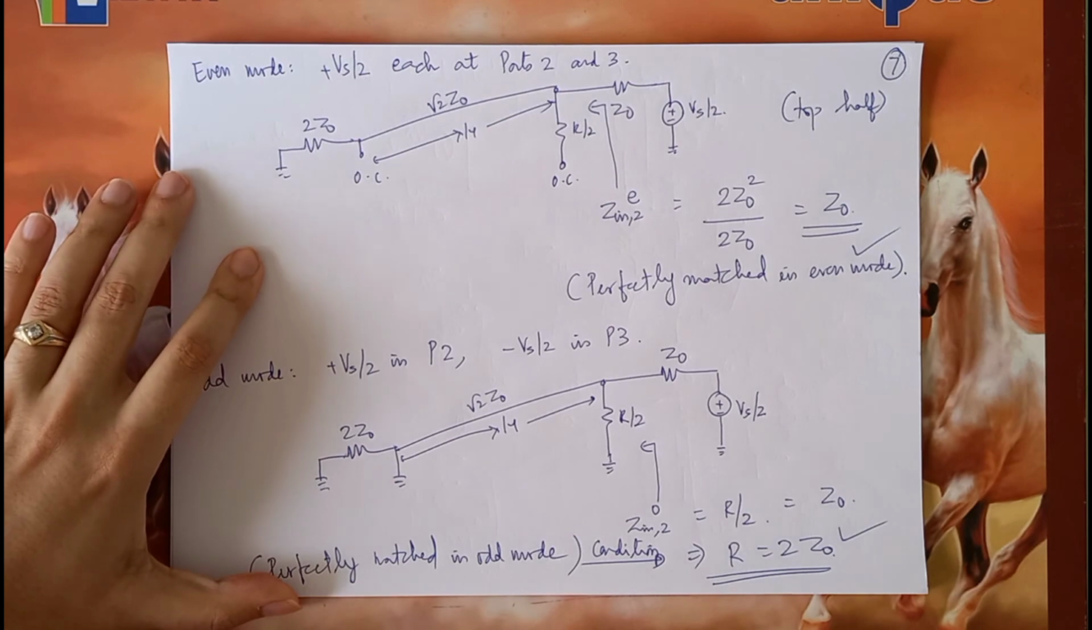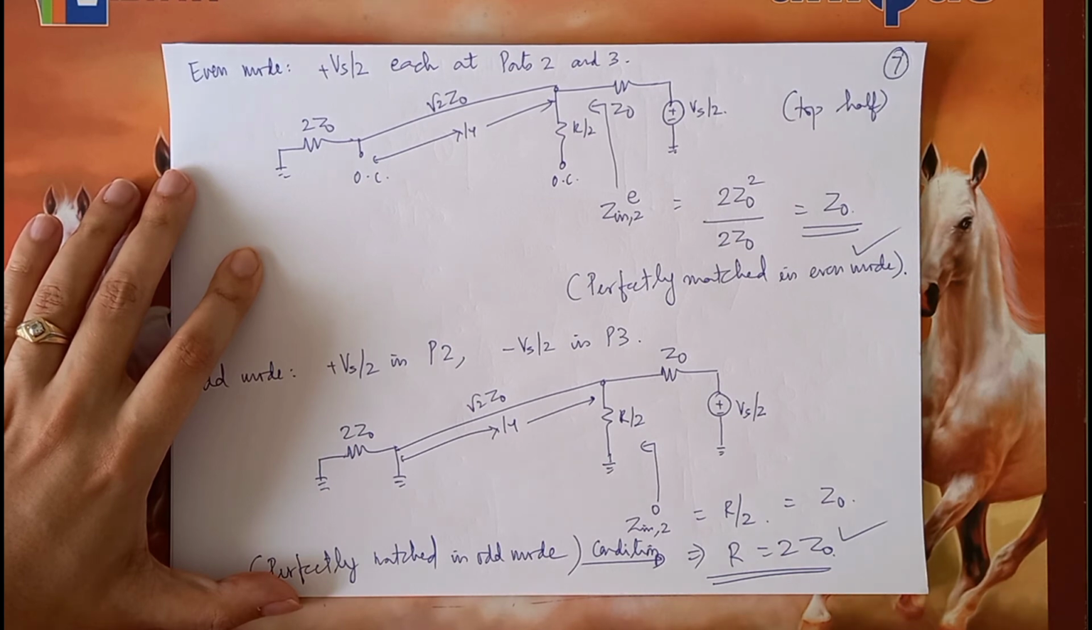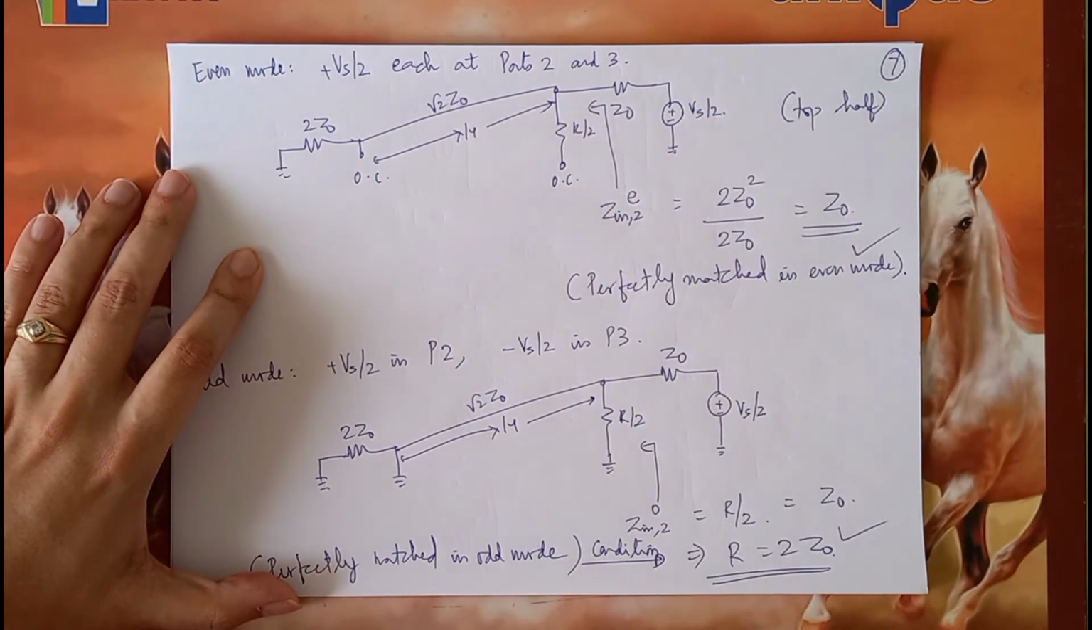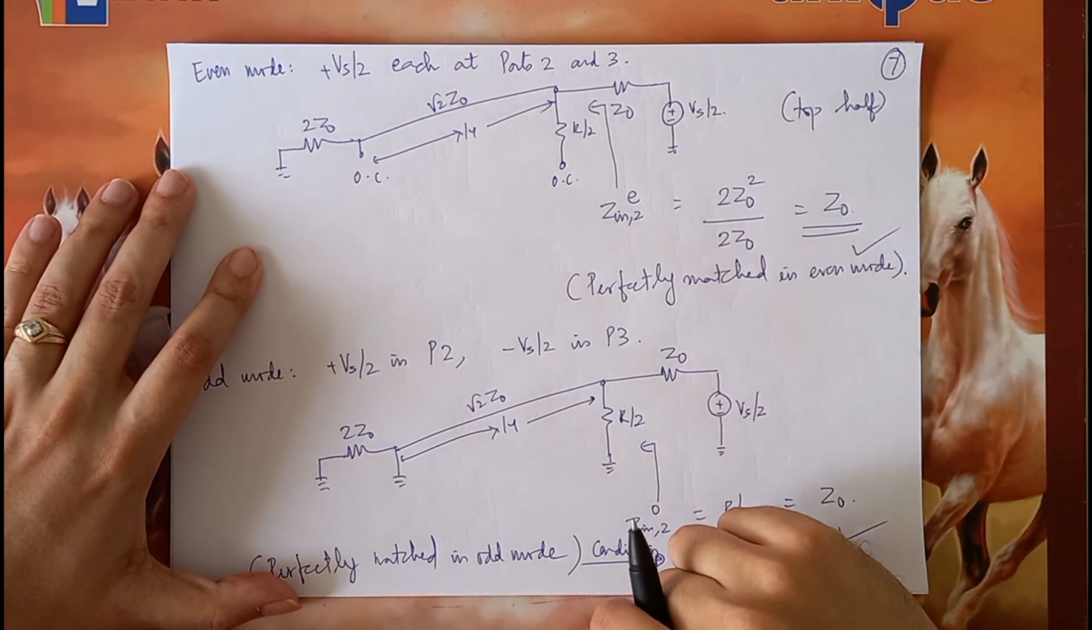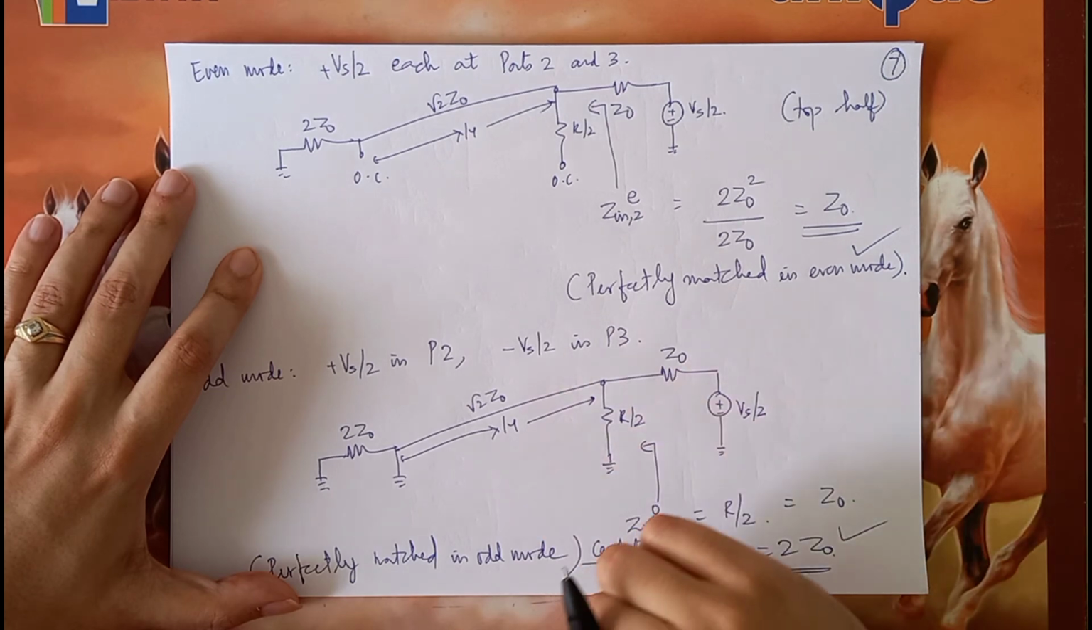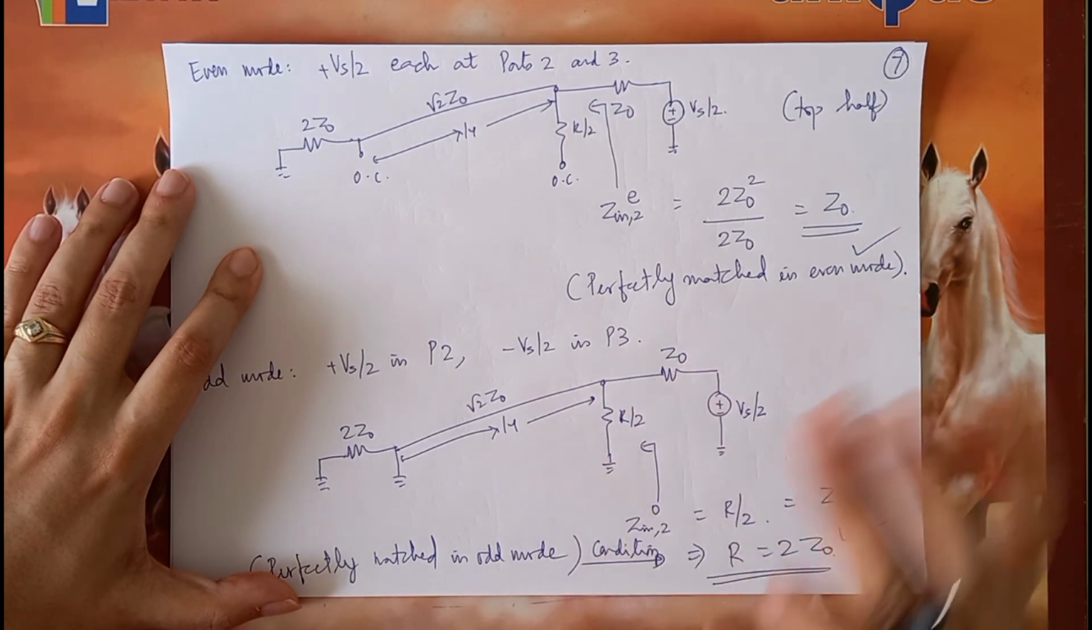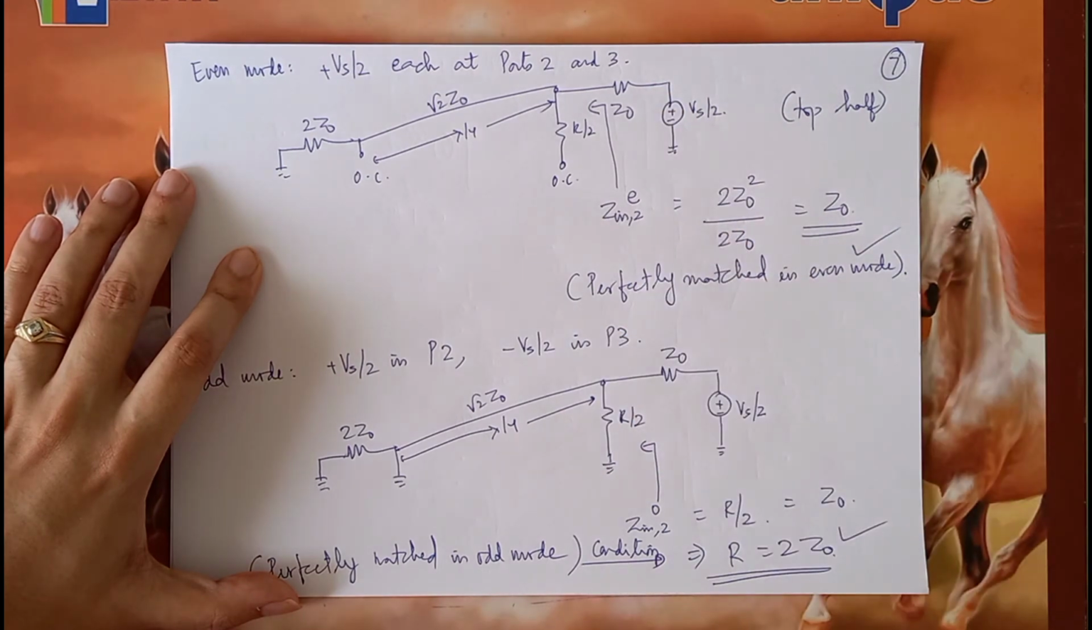So this analysis is now becoming very interesting. Why? Because earlier, in case of the lossless power divider, ports 2 and 3 were not matched. Now we are seeing by putting this resistor R between ports 2 and 3, effectively we are making or giving a provision for port 2 to be matched.